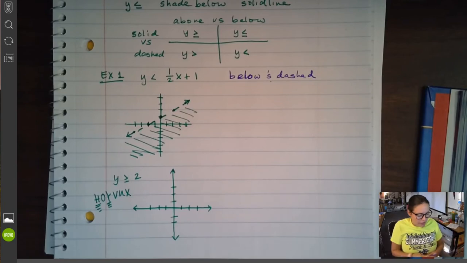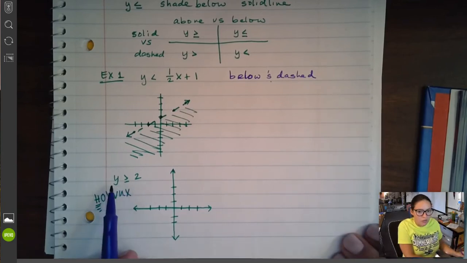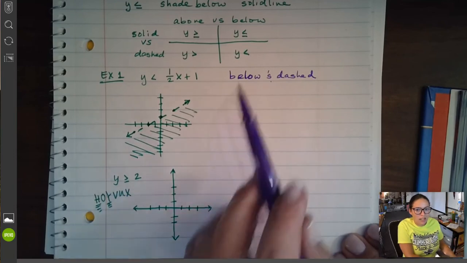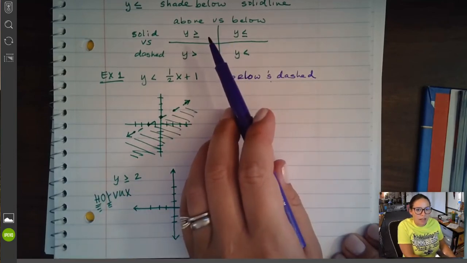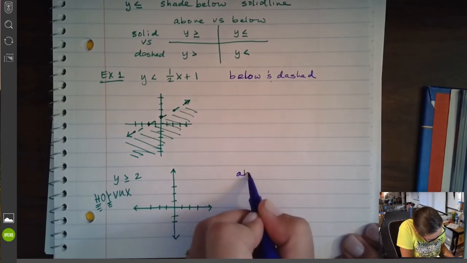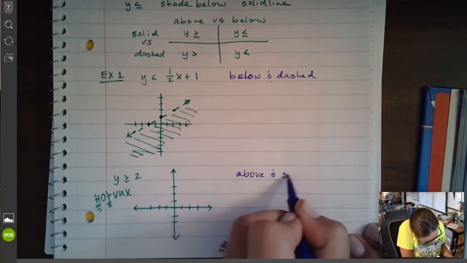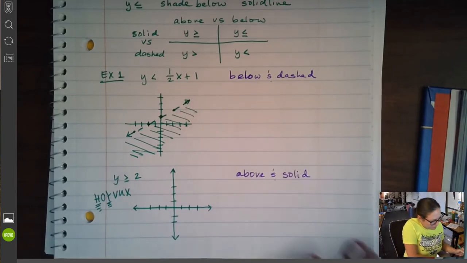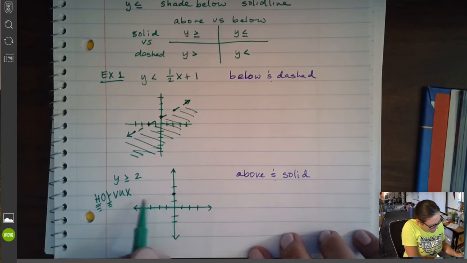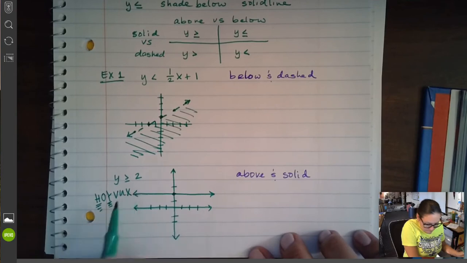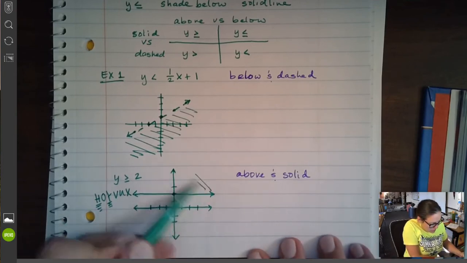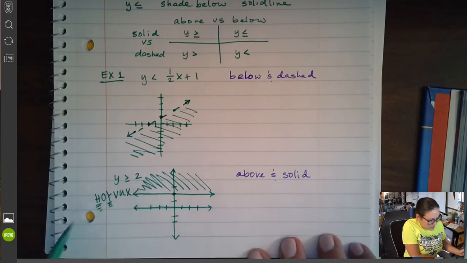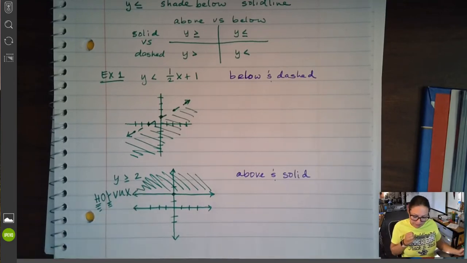Now, before we graph it, let's make our decisions. Y is greater than or equal to means that I'm going to shade above the line and it's going to be solid. Above and solid. So, find where y is 2, and I get to draw a solid horizontal line. And we are going to shade above it. Okay.